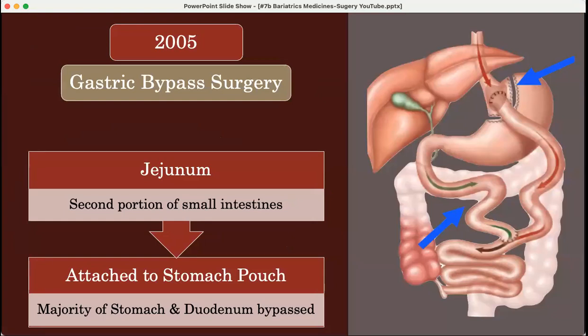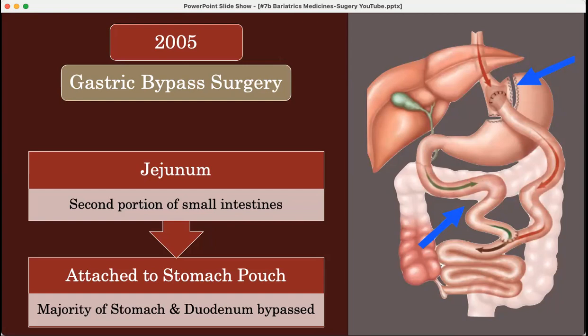In 2005, she underwent gastric bypass surgery. This is where they took a portion of her small intestines and diverted it. So they leave behind this segment of the stomach. They leave that behind, and they leave back the duodenum because you're still getting bile and juices and all that. But it's coming down here and it's rerouting.